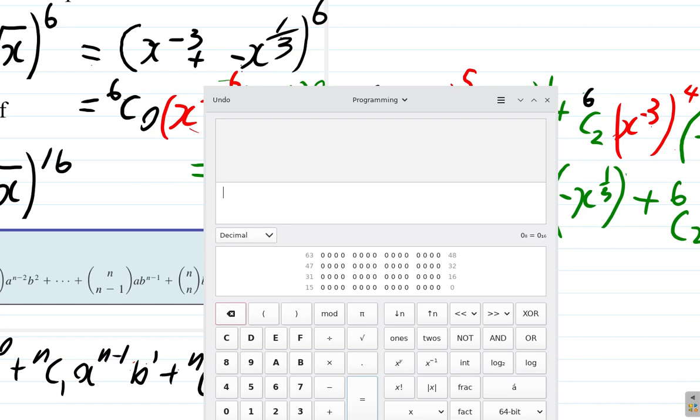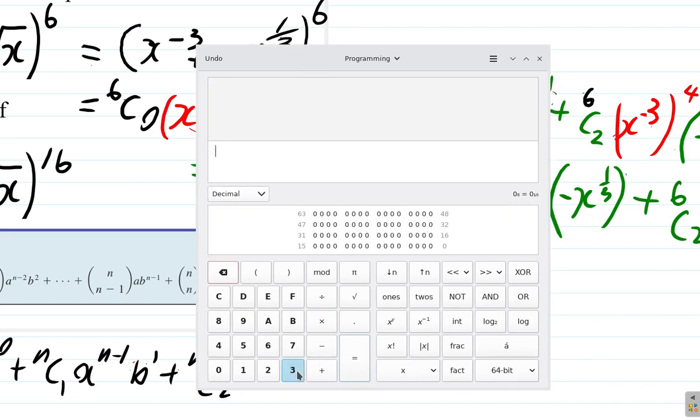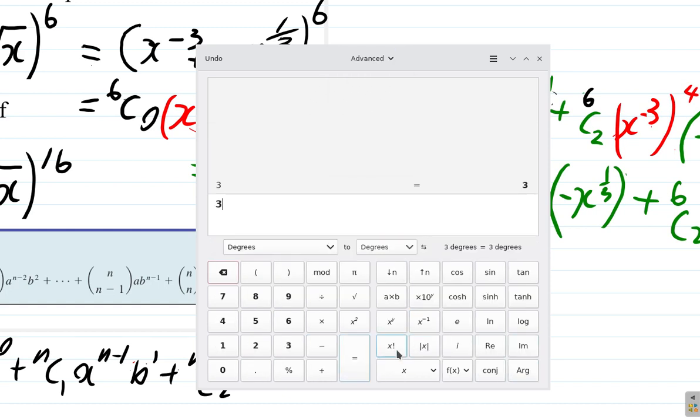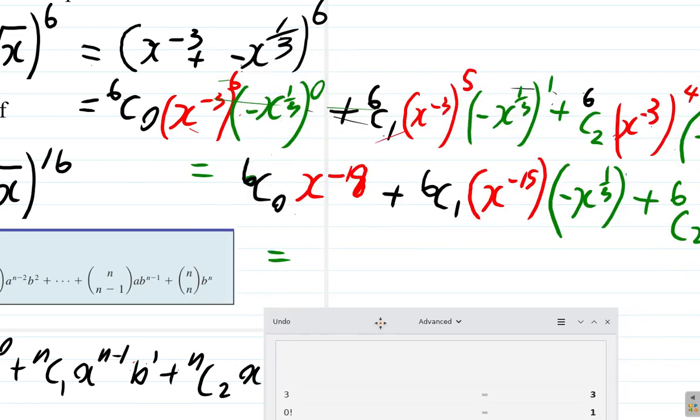Let's see something here. We know that 3 factorial. Where is it? Oh, x factorial. Right. I see. 0 factorial is 1. 2 factorial would be 2. 3 factorial is going to be 6. Okay. Even though we don't have a combination, we can calculate the factorial here.